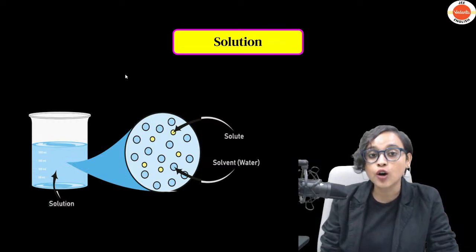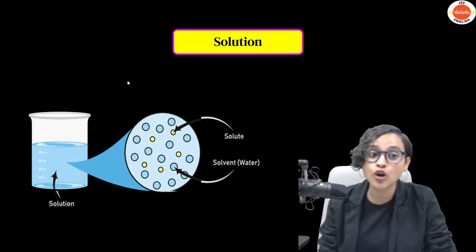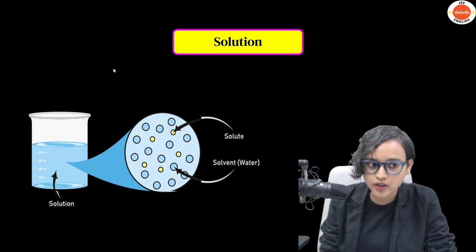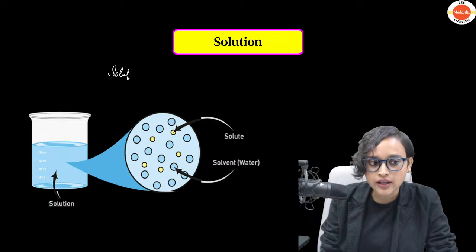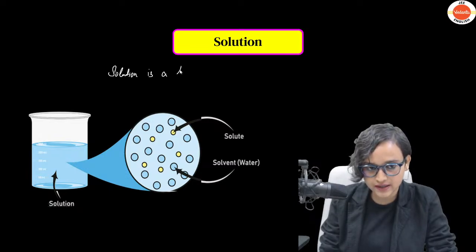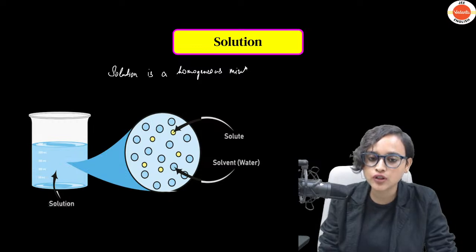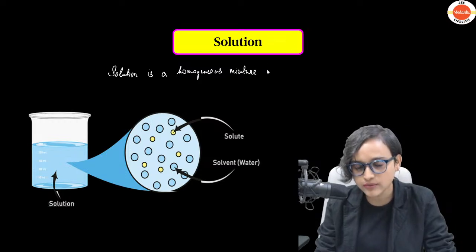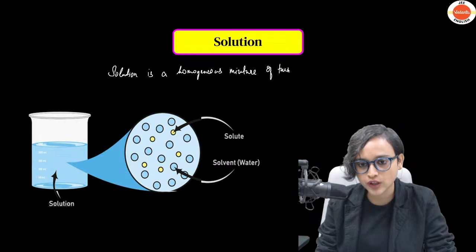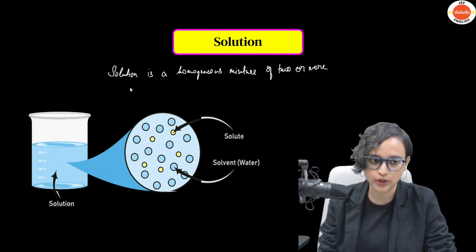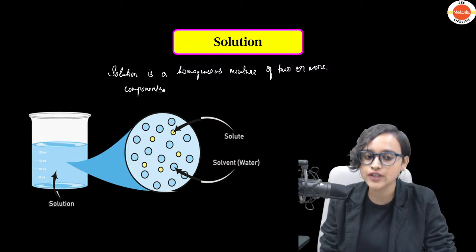Solution is actually a homogeneous mixture of two or more components. Okay, what is solution? Solution is a homogeneous mixture of two or more components. Okay, mixture of two or more components. Alright everybody, this is our definition of solution.